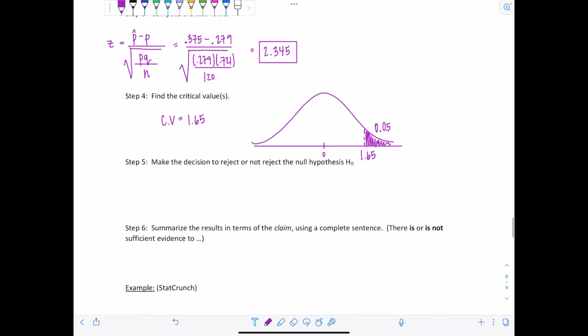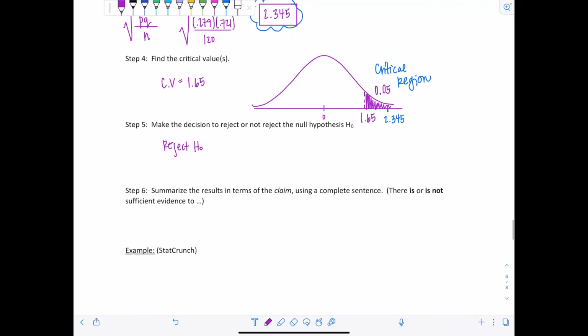And now we need to make the decision to reject or not reject the null hypothesis. Well, where does the test value fall? The test value was 2.345. That's way over here. It's more extreme, right, than our critical value. This is the critical region over here. Another name for it, remember, is the rejection region. So that means our decision is to reject H naught.